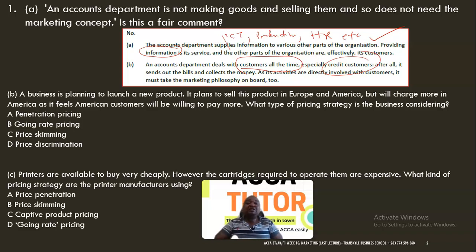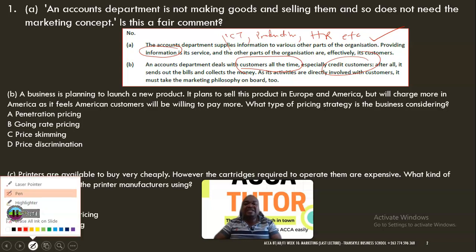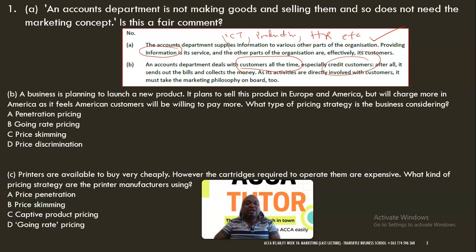Let's move on to question B. A business is planning to launch a new product. It plans to sell this product in Europe and America, but will charge more in America as it feels American people will be willing to pay more. What type of pricing strategy? So the examiner is now asking if we know this particular strategy, what is this pricing strategy the business is considering? We are given 4 pricing strategies.